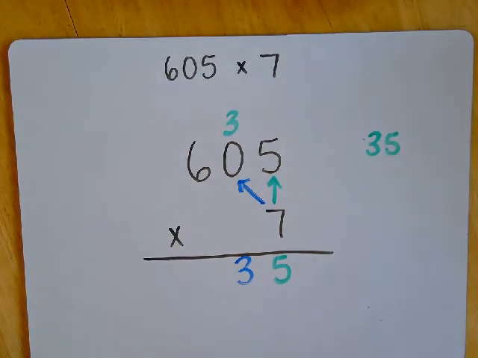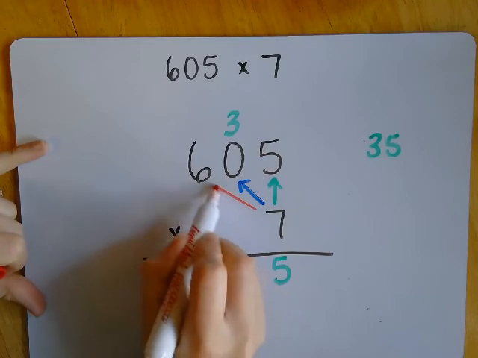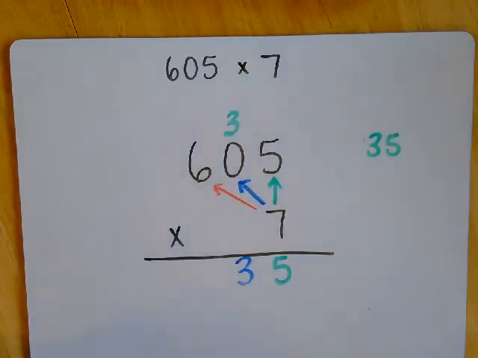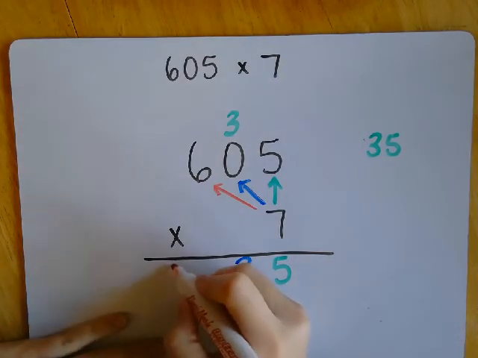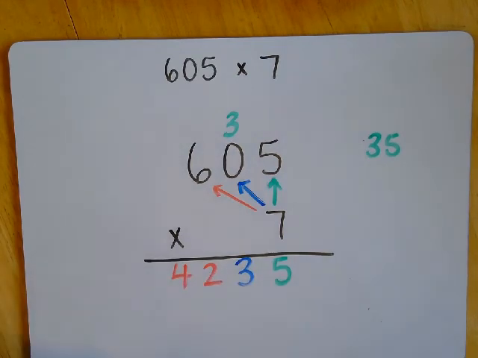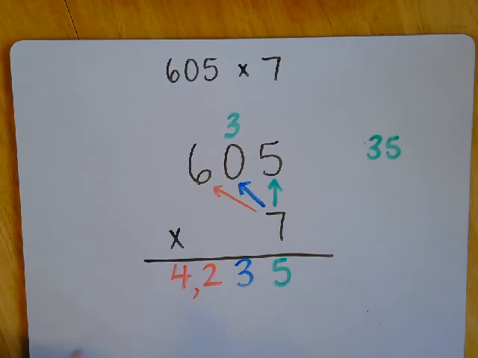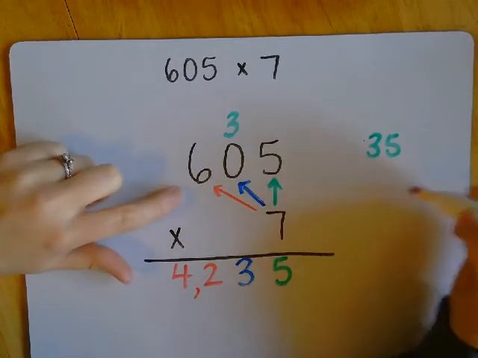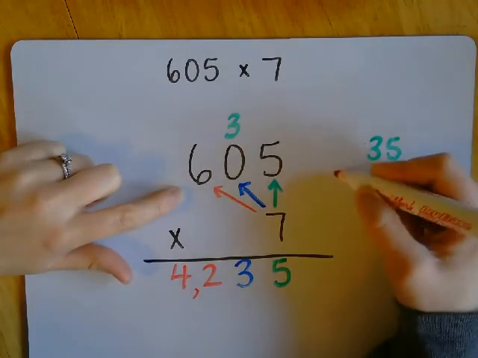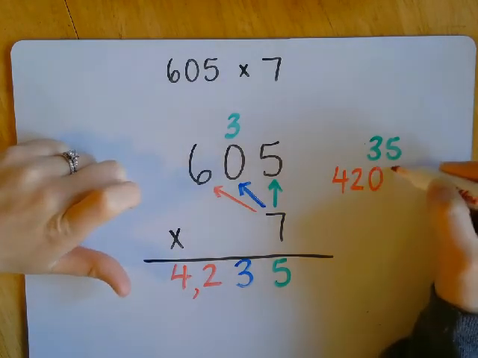Okay, last but not least, we need to multiply the 7 by the hundreds place. So 7 times 6 I know is 42. So I can just write 42 right here. Again, I know that's not just 42, that's 4,200, because 6 times 7 is 42, but because it's in the hundreds place, I have to add the 2 zeros.